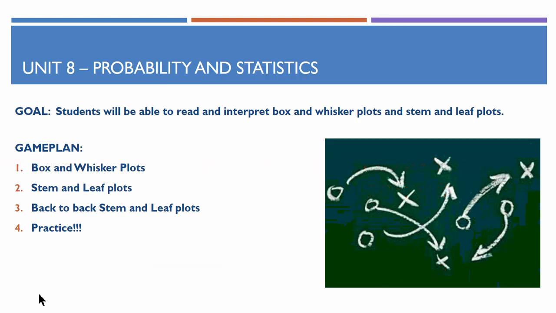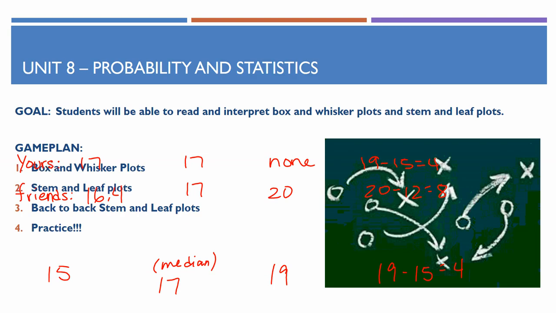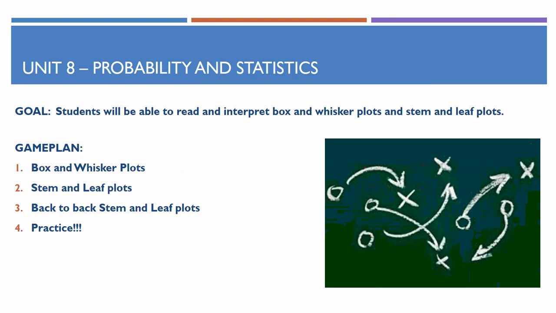So, all right, what are we going to talk about today? We are going to talk about how we can take these numbers that we just came up with, and how we are going to display them graphically. There are a couple of different ways to display them graphically, but the two that we're going to talk about today are box and whisker plots and stem and leaf plots.